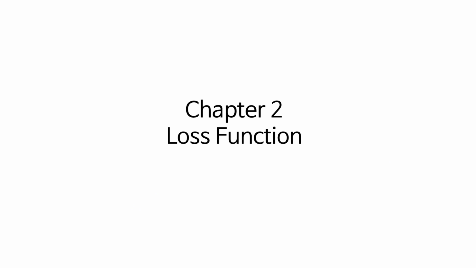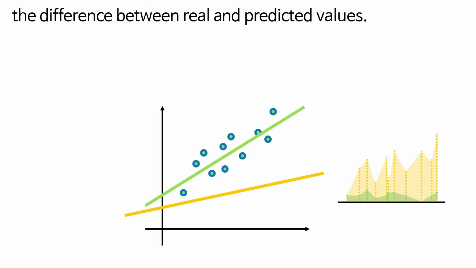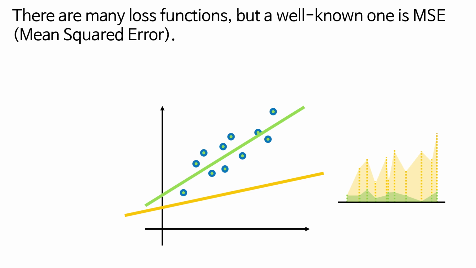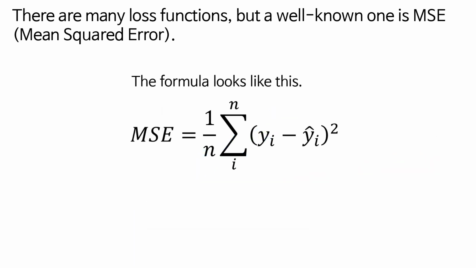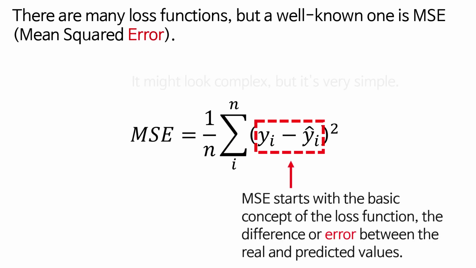Chapter 2, Loss Function. As mentioned earlier, the loss function is about the difference between real and predicted values. There are many loss functions, but a well-known one is MSE, mean squared error. The formula looks like this. It might look complex, but it's very simple.